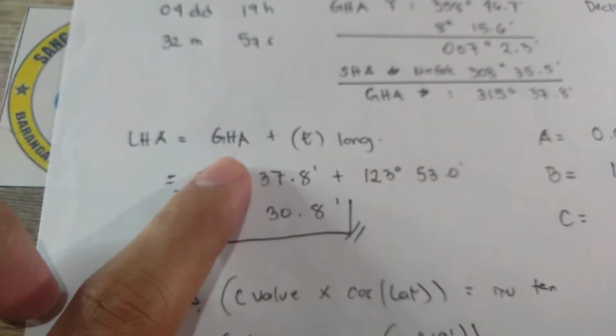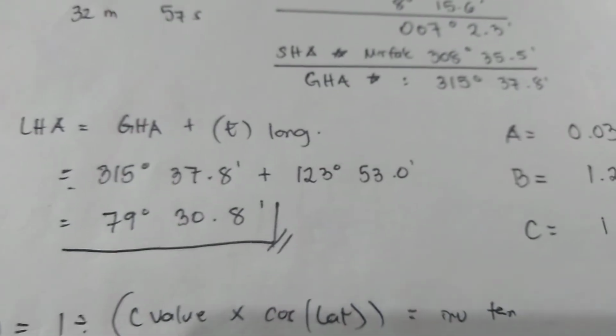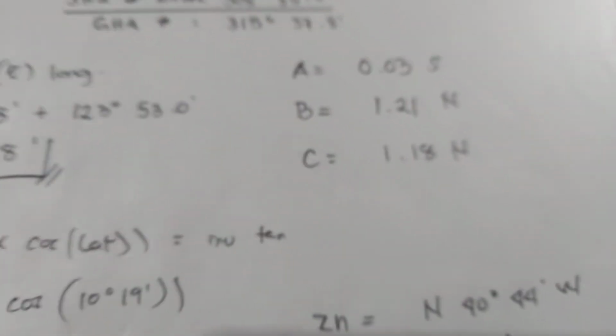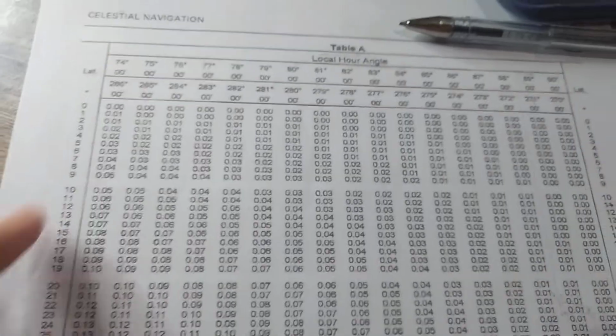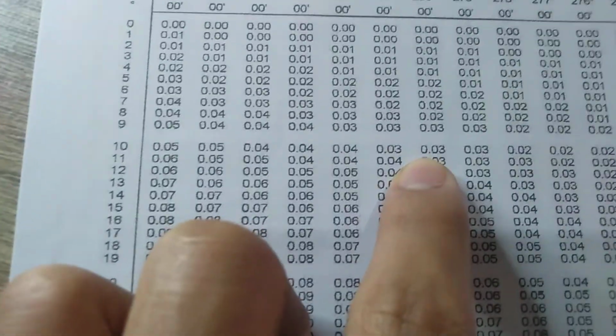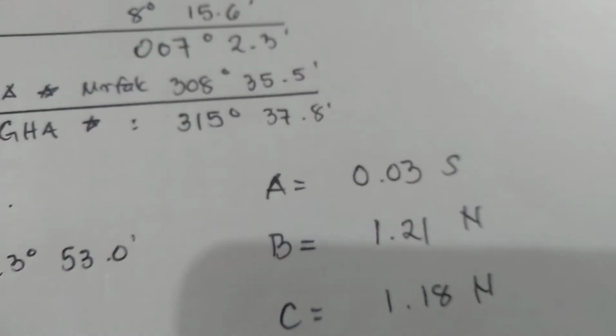Okay, so now let's proceed to the LHA. For LHA, we're just going to add GHA and the longitude. That results to 79 degrees 30.8 minutes. And for table A, we use the LHA and the latitude. LHA is 79, that would be 80, and then 10, that is 0.03, and that is south because it is opposite of latitude north.